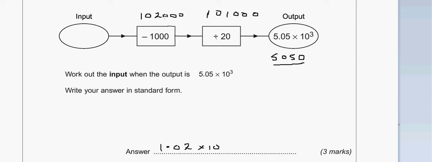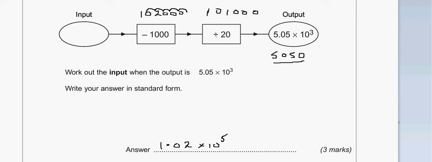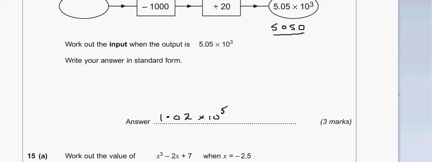Now to make this number 1.02, the decimal point would have to move once, twice, 3 times, 4 times, 5 times. So I would have 10 to the 5. Okay, so this is quite simple, but if you need practice, then go to your textbooks and just keep doing them over and over again, because they're well worth doing. They always come up in the exam.